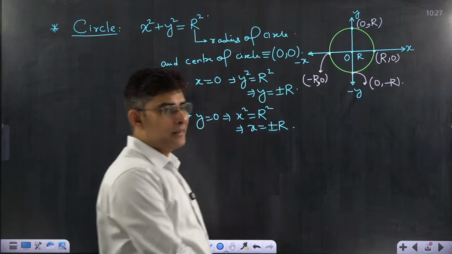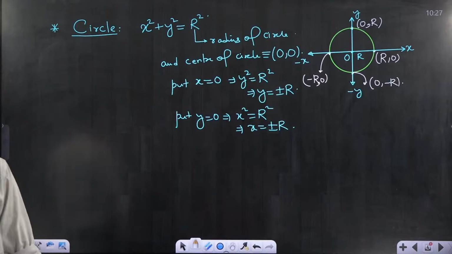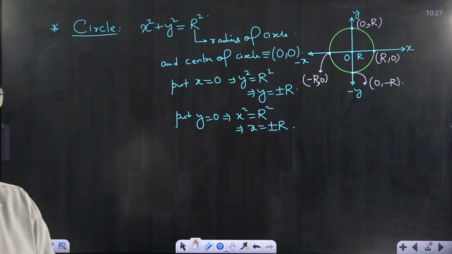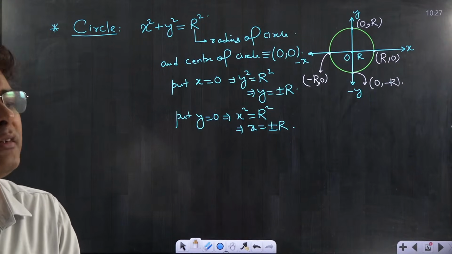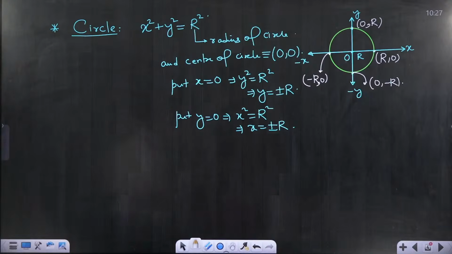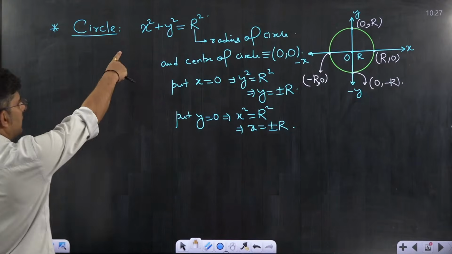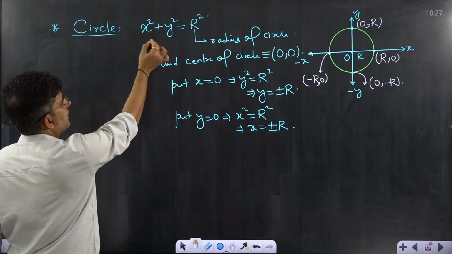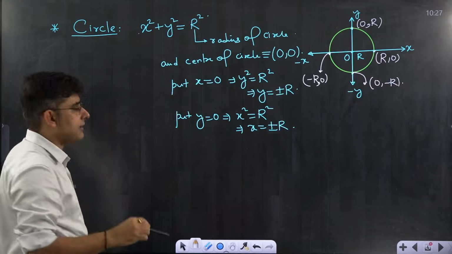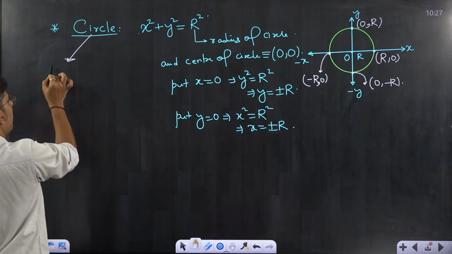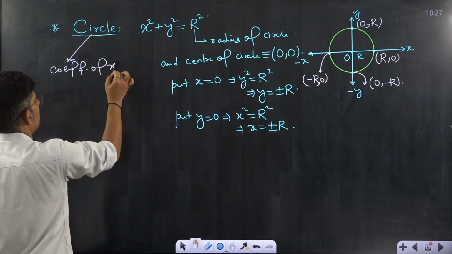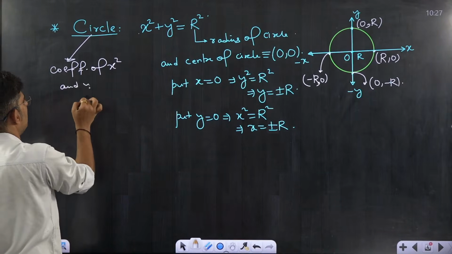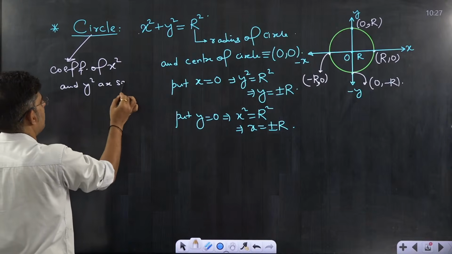So this is a circle whose standard equation is x square plus y square equals r square. In general, remember what will happen in this form. If you see the coefficients of x square and y square, they are the same. Remember, coefficients of x square and y square are the same.